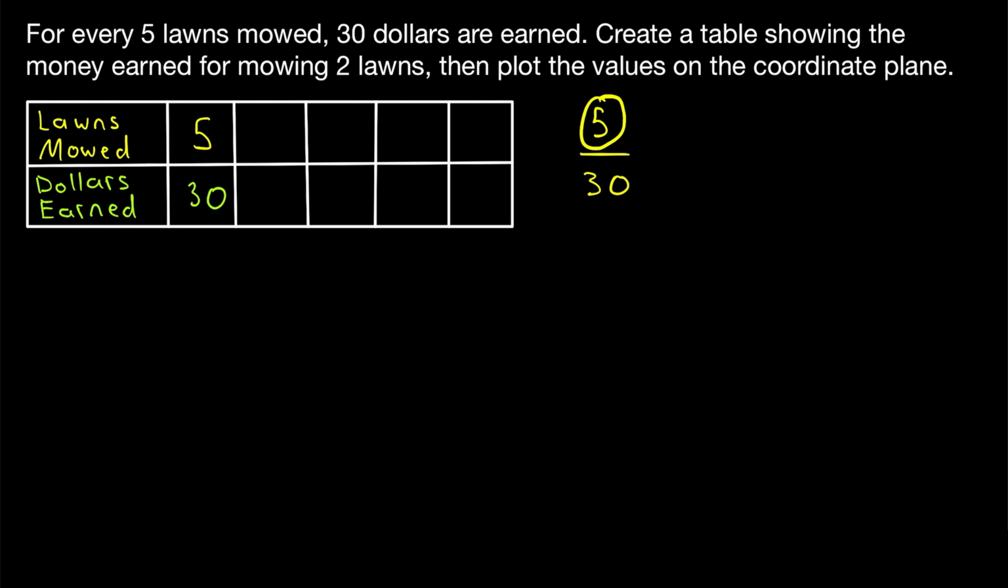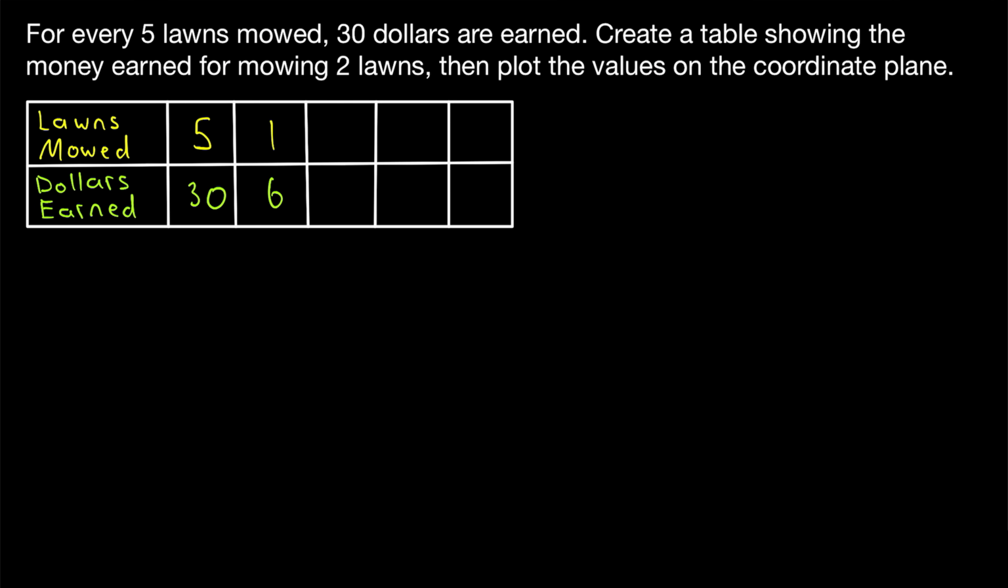In order to change the numerator of our ratio to 1, we would need to divide it by 5. 5 divided by 5 is 1. Then, to keep the ratios equivalent, we would need to divide the denominator by 5 as well. 30 divided by 5 is 6, and then we see that is our unit ratio. So if we mow 1 lawn, we'll earn $6, and we can put that in our table.